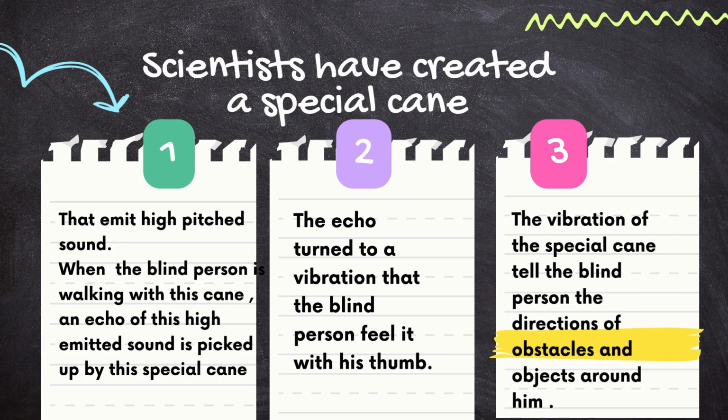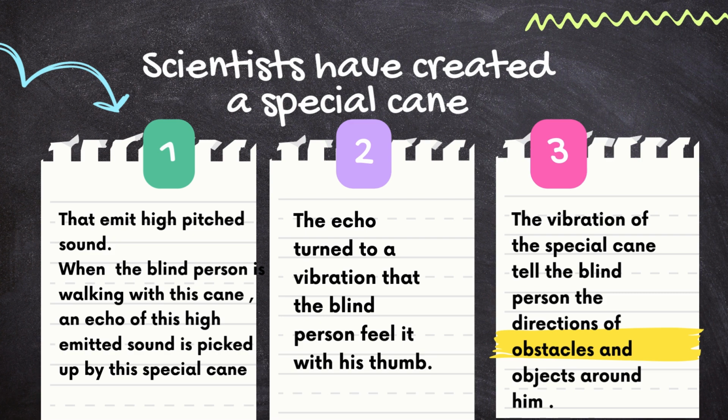And this device is the special cane. Special cane, as you see here. So scientists have created a special cane that emits high-pitched sound. When the blind person is walking with this special cane, an echo of this emitted high-pitched sound is picked up, bounced back, reflected to this special cane.